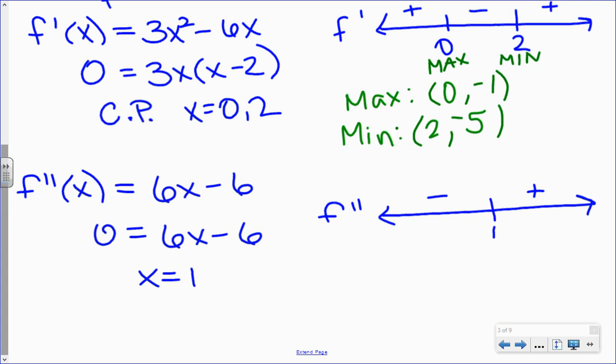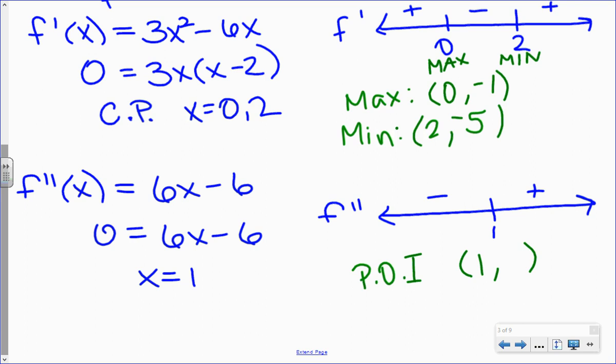What does this tell us? This tells us that our function is concave down until 1, and then after 1, we are concave up. Okay, so kind of think about what that would look like. Since we have a change in sign right here, what is happening at x is 1? Okay, we have a point of inflection at x equals 1.